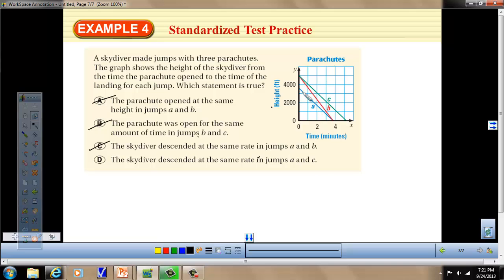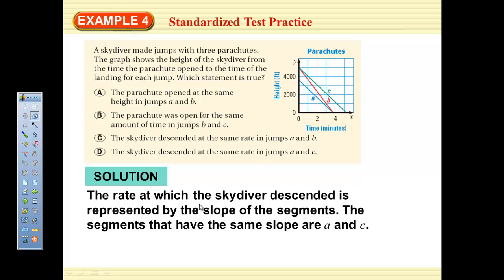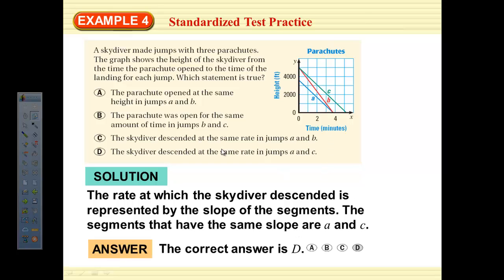And if you look, the slope is steeper, so therefore the same rate isn't done for both. But for A and C, if we look, A and C look like they're parallel, therefore the answer is D here. So be careful there. Make sure you understand what happened. Rewind if you need to. Again, the rate at which the skydiver descended is represented by the slope, and the segments have the same slope for A and C, so the answer is D.